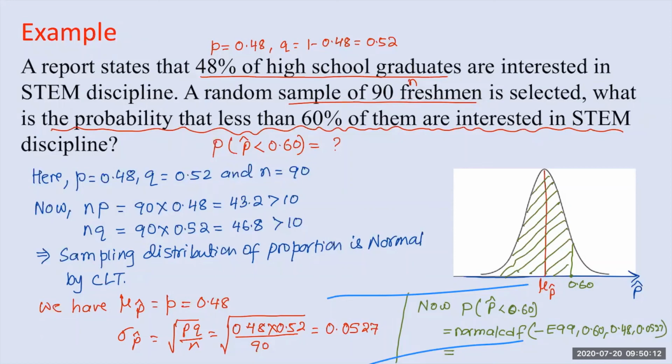Now, you can type this in your calculator to check the result. Please check it. It should be 0.9886. So the probability that 60% of them will choose a STEM discipline is 0.9886.